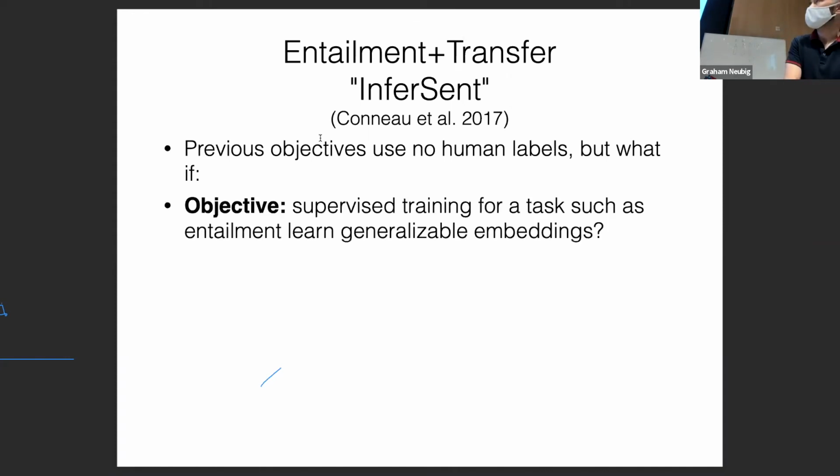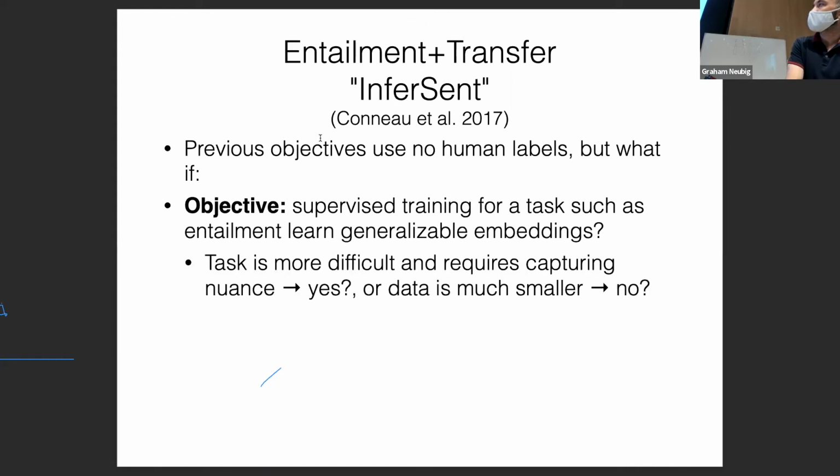So basically what they did was they swapped in the objective and it's supervised training for tasks such as entailment. And you might think this would work better because this task is more difficult and requires capturing nuance, capturing logic, other things like this. But if the data is much smaller, then maybe this would not work as well.